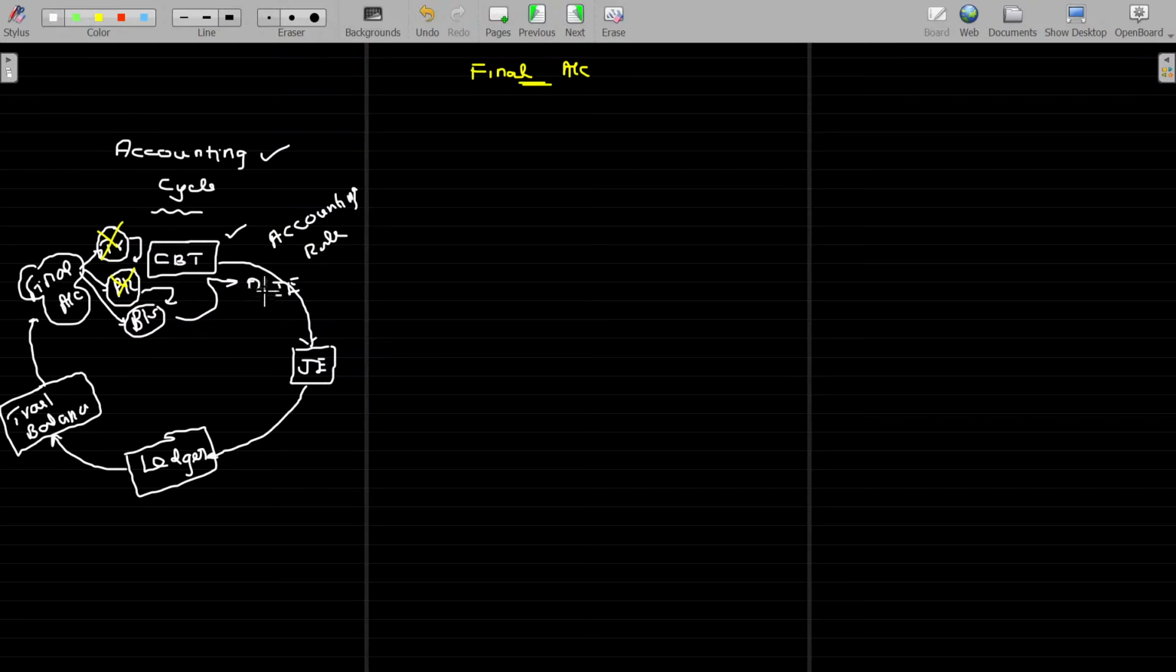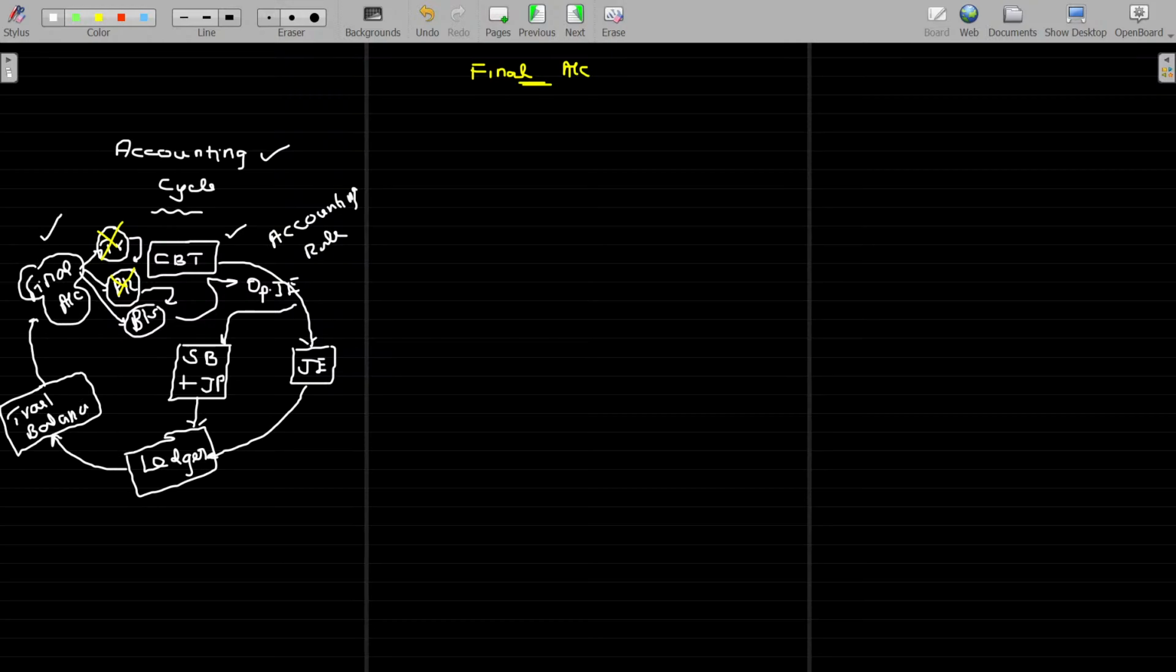And we of course have another route. That route is nothing but starting from CBT to directly preparing the ledger, which is called subsidiary books and journal proper. Practical system. This is called practical system, where we prepare subsidiary books and pass the journal entries, like which is called journal proper. Those things which could not be recorded in subsidiary books. This is called accounting cycle.